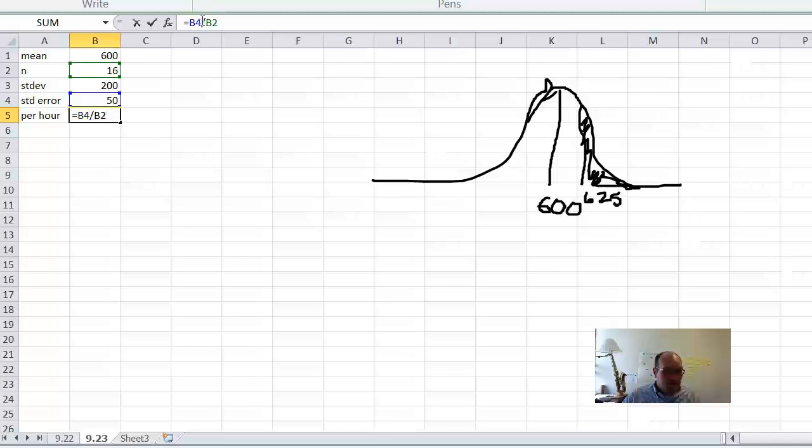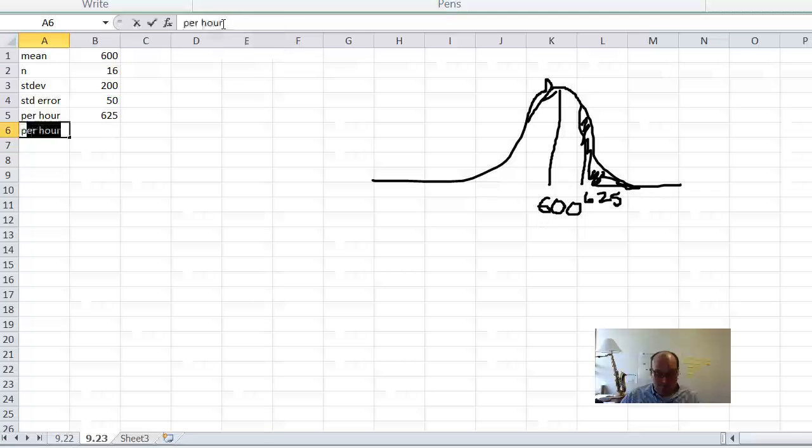So this was 10,000, 625. All right, so what we want to do is find the probability that some x bar is greater than 625. All right, so this is our x bar.